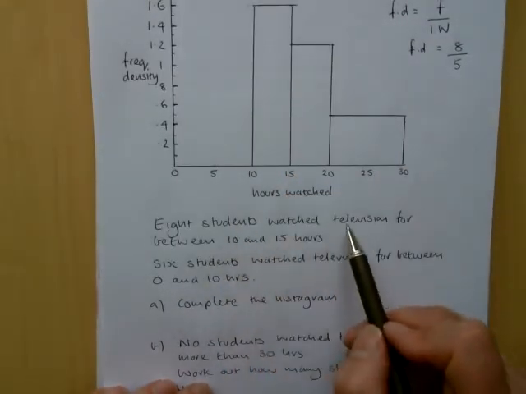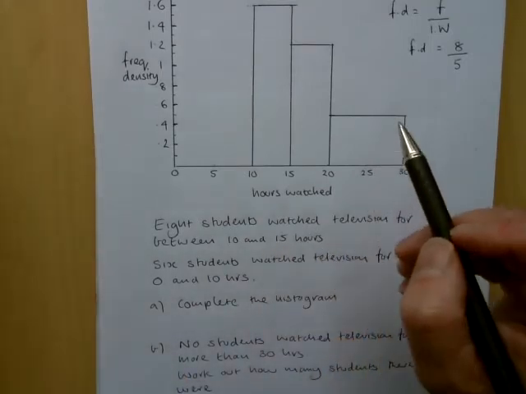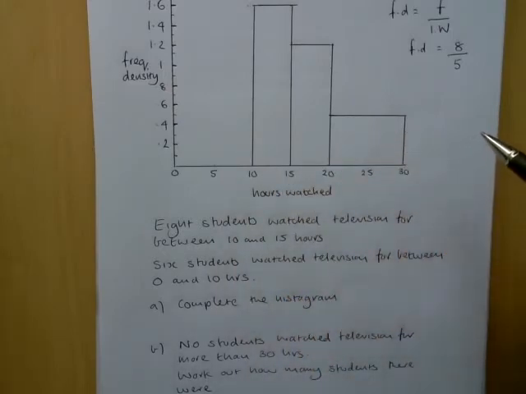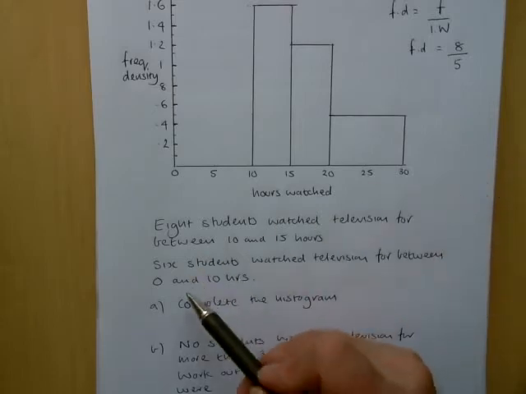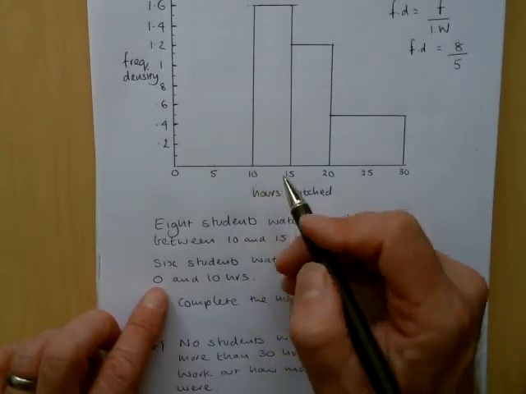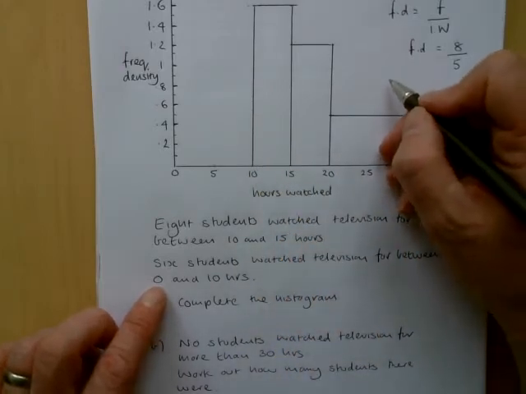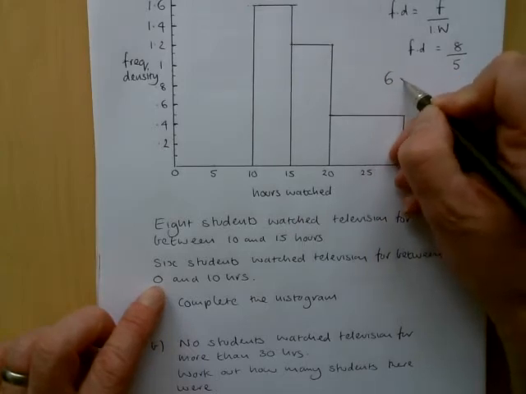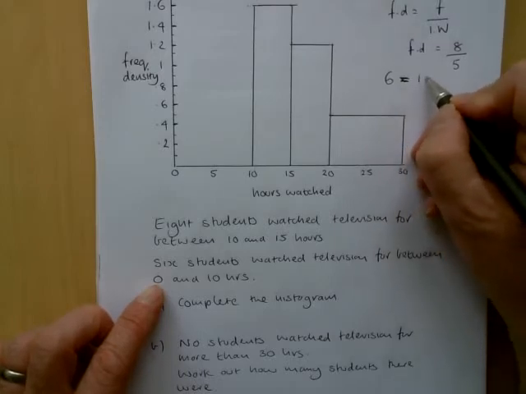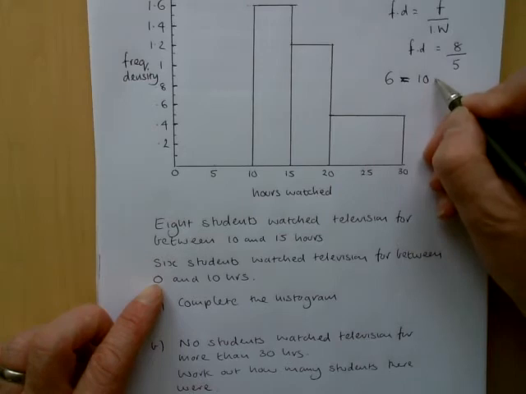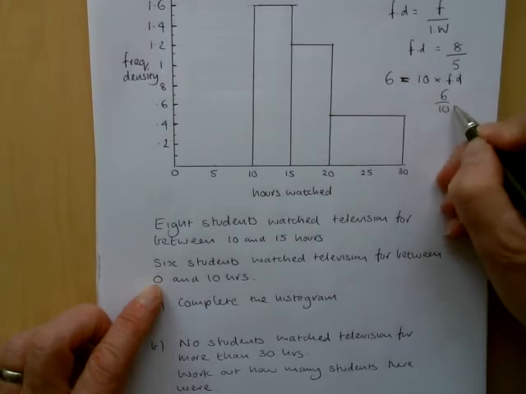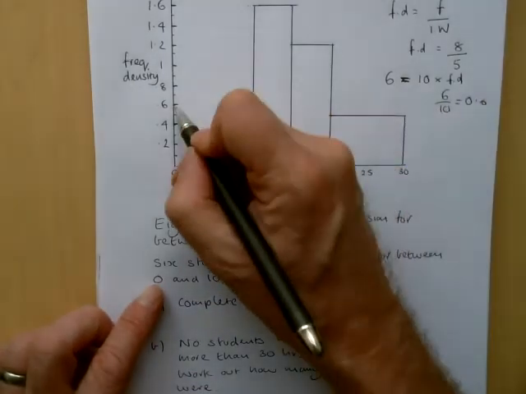So let's have a look at 8 students watch television for between 10 and 15. I'm sorry, I've got to put in the 0 to 10, not 5 to 10. So this is this bar here. 6 watched it, so I have got to have a frequency of 6. So 6 will equal an interval width of 10 times the frequency density. So 6 divided by 10 gives me 0.6. So let's line up here with 0.6.